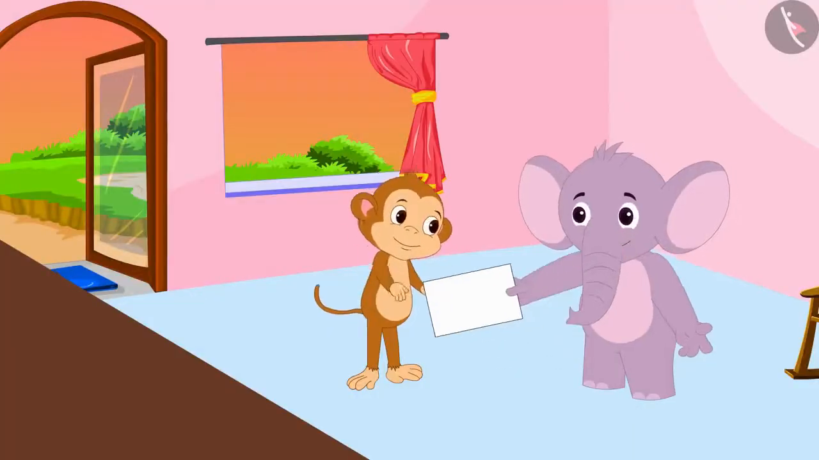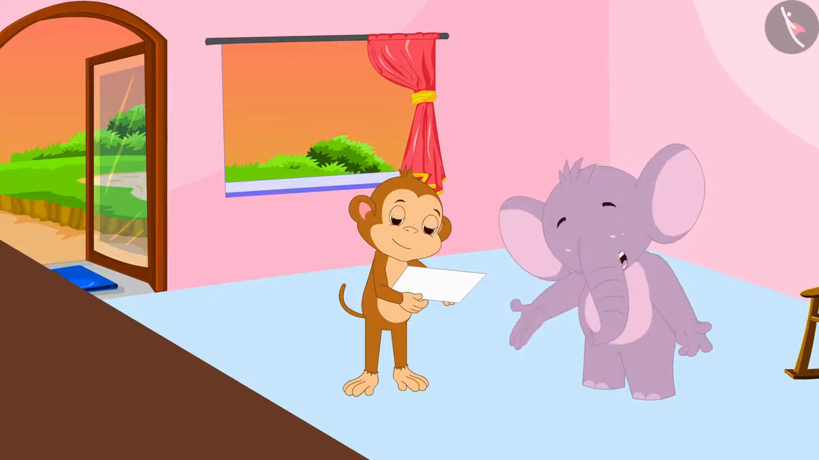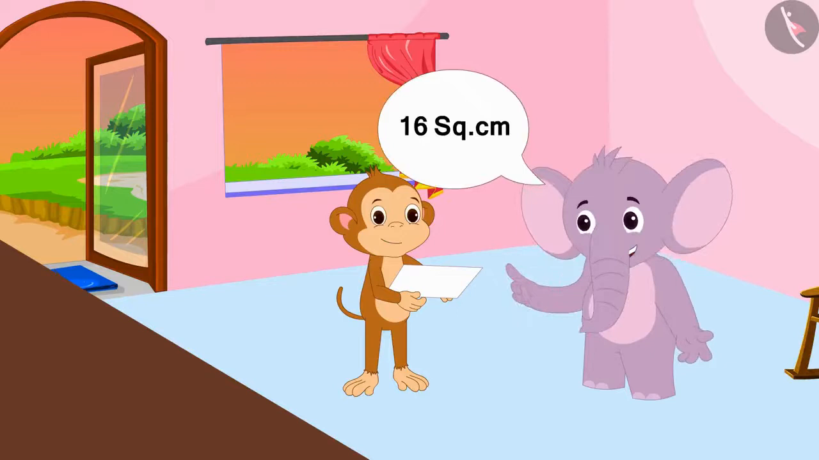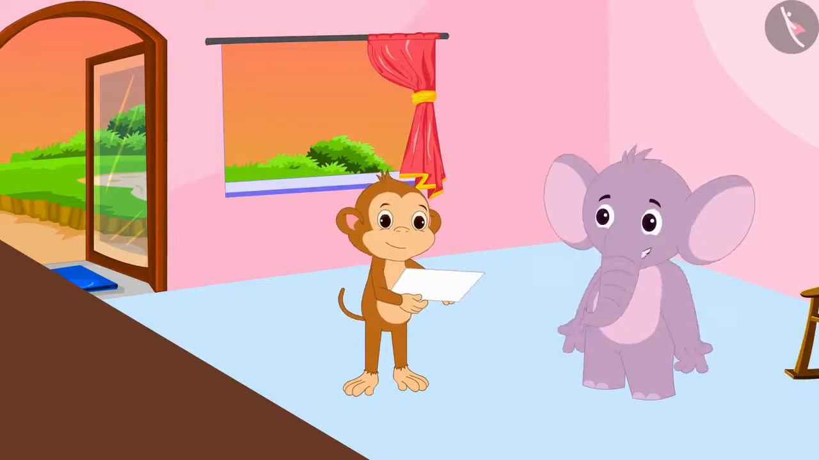Babban, I have drawn the design of my new box on this paper. The area of this box is the same as the area of my old box, 16 square centimeters. You must first show me a sample of these new boxes. If I like the sample, I will award you the order to make these boxes.